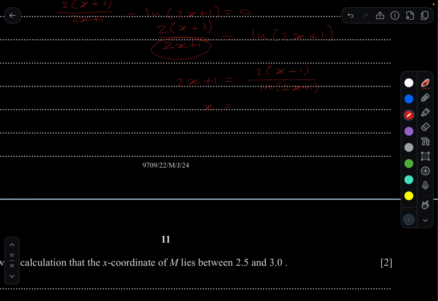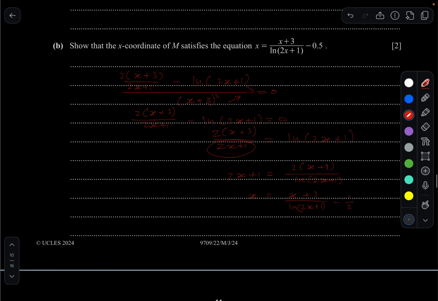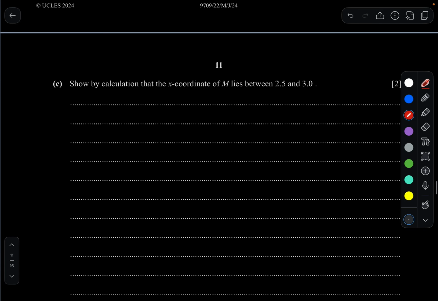So you can see that this will eventually just become x, this is x plus 3 divided by ln of 2x plus 1, minus 1 over 2. That's it. Now you have proved that. You get your 2 marks for free.